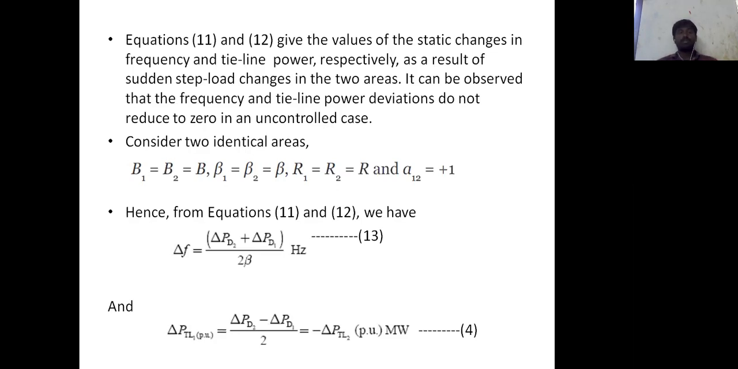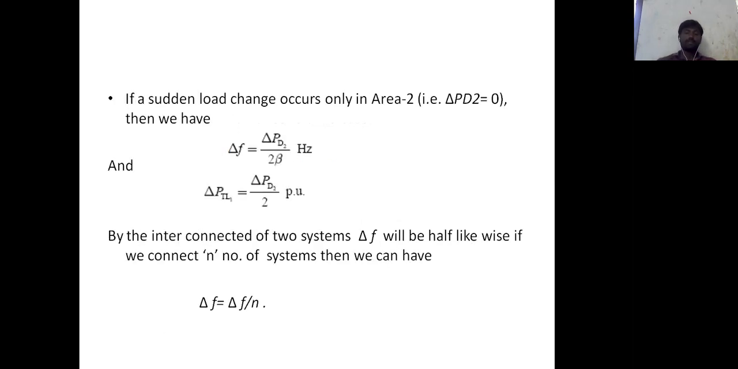Hence from equations 11 and 12 we have delta F equal to delta PD2 plus delta PD1 by 2 beta, and the tie line power equation, delta P tie line per unit equal to delta PD2 minus delta PD1 by 2, equal to delta tie line power in megawatt. This is equation number 14. So if a sudden change occurs only in area 2, that is delta PD1 equal to 0, then we have delta F equal to delta PD2 by 2 beta, and tie line power equal to delta PD2 by 2 per unit.